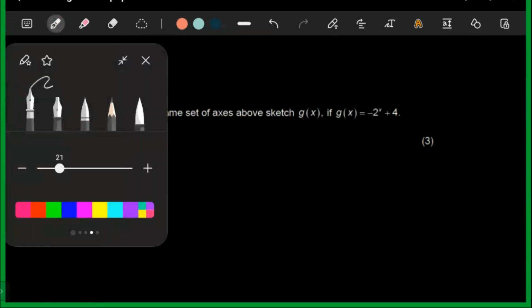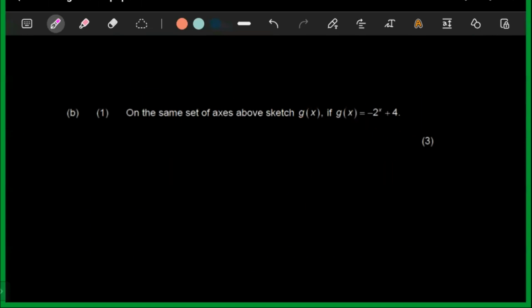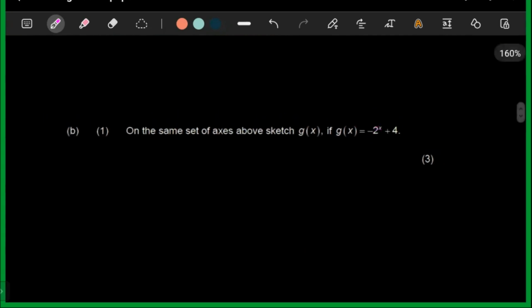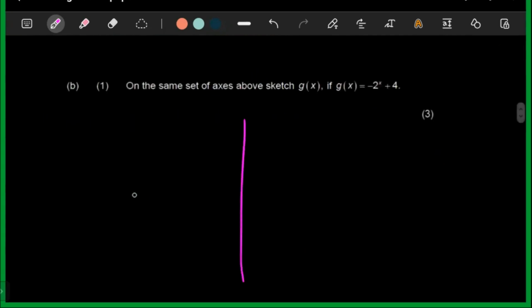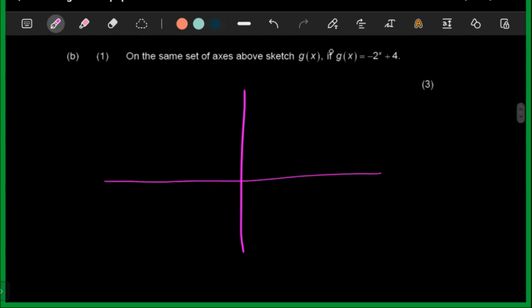Let's keep it moving. B here says, what does B say now? It says on the same set of x's above, sketch the equation of g where g is this equation. This is not a difficult question to sketch because firstly, your asymptote is at y = 4. Is it a +4? Yeah. So somewhere there you're going to have an asymptote.